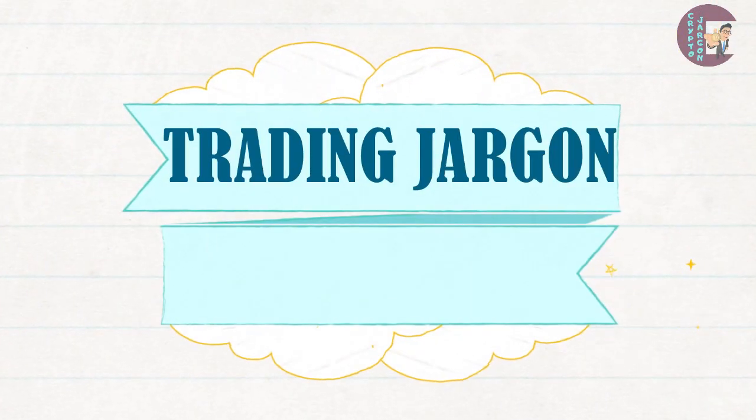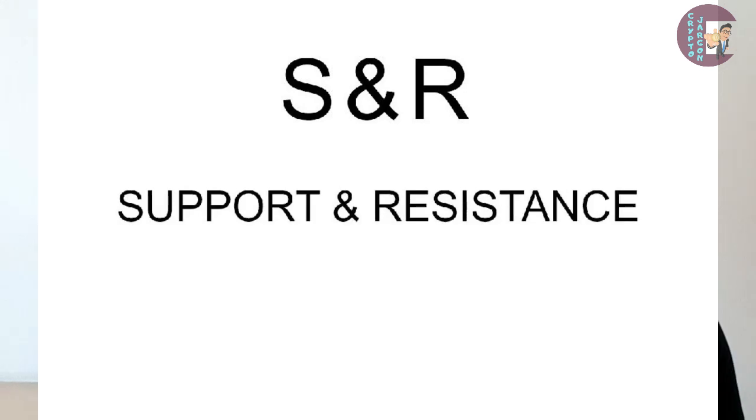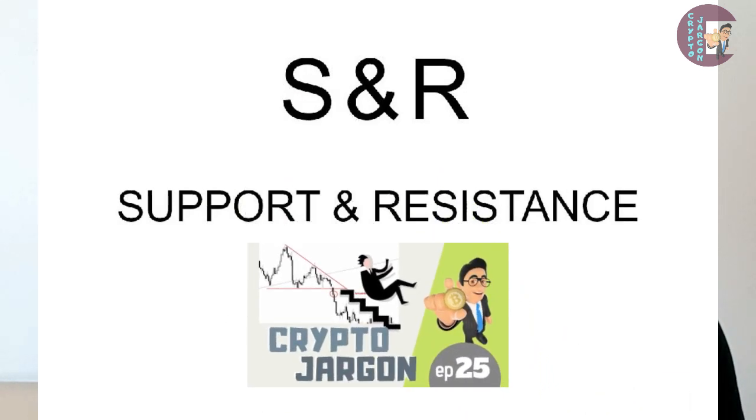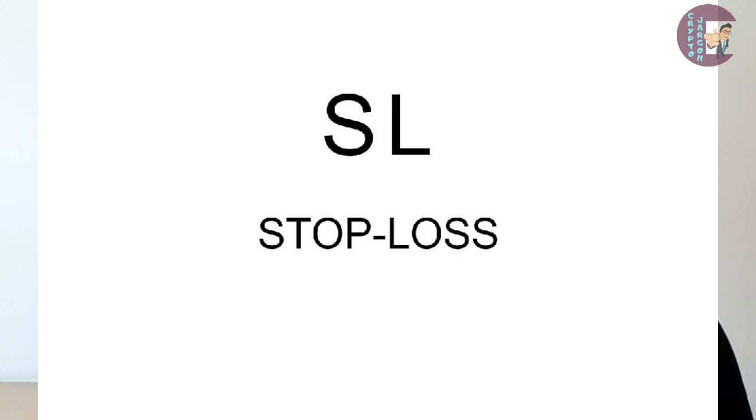Here is the list of the most commonly used such abbreviations, starting with SR, which is short for support and resistance. I explained support and resistance in another video. If you just see S, this stands for short, meaning sell, or just L is for long, meaning buy, while SL is a stop loss. This is the price level where you should set a stop loss order, so that you can exit a trade if the market turns against you.